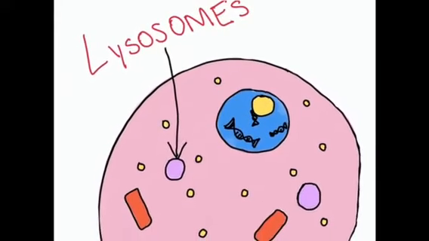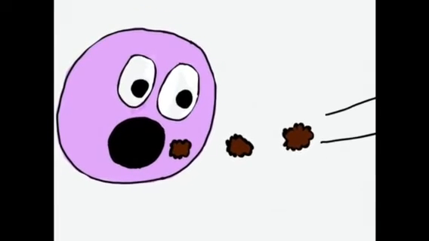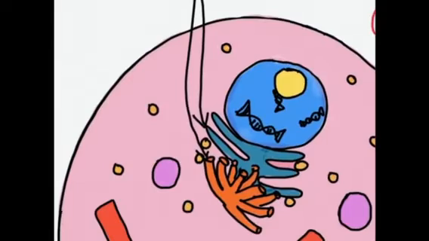Now we have the lysosomes. These are like the trash cans of the cell. They take in and break down the waste debris inside the cell.